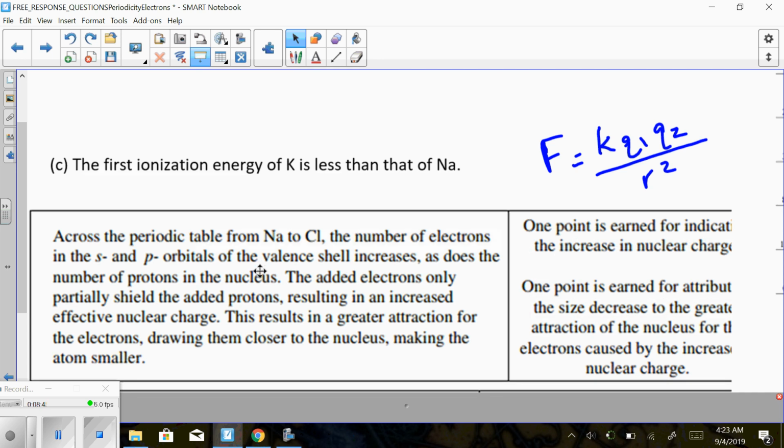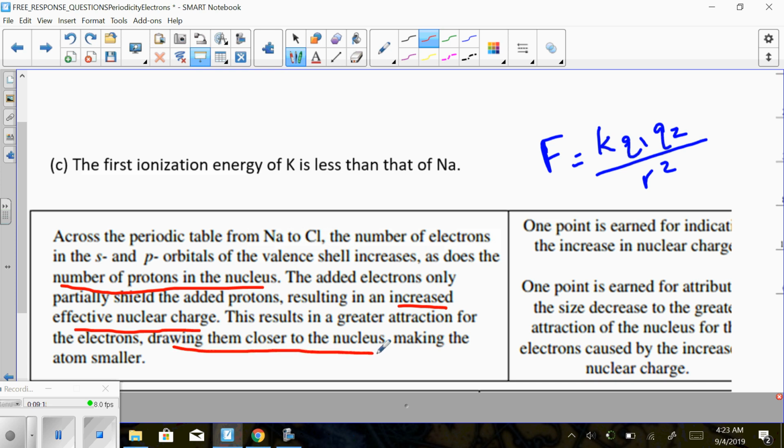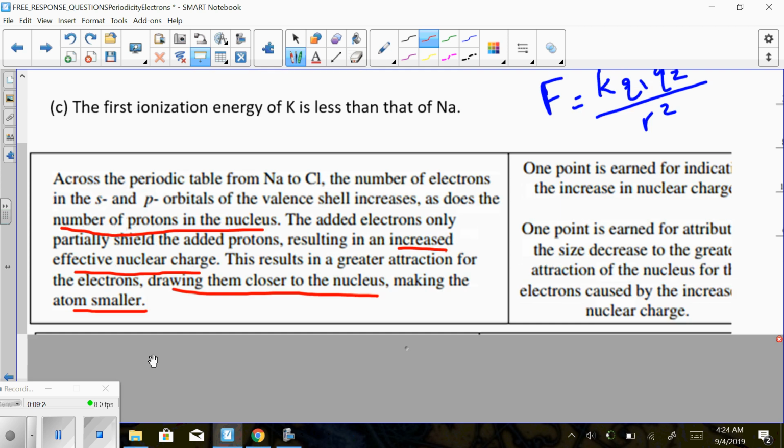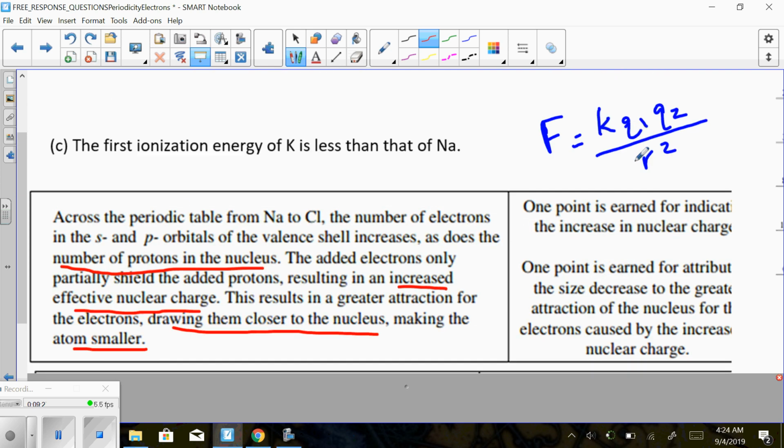So for this one, if you talked about the number of protons in the nucleus increasing, the added electrons result in an increased nuclear charge. Therefore, a greater attraction for the electrons, pulling them closer to the nucleus and making the atom smaller. Okay. I would probably also add in there that they're in the same shell.